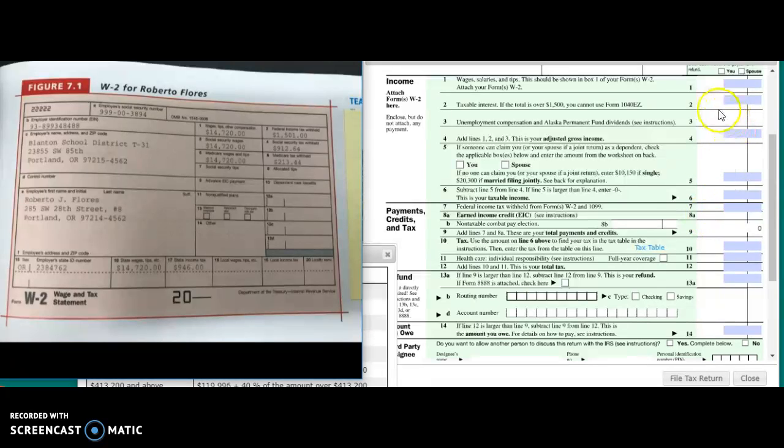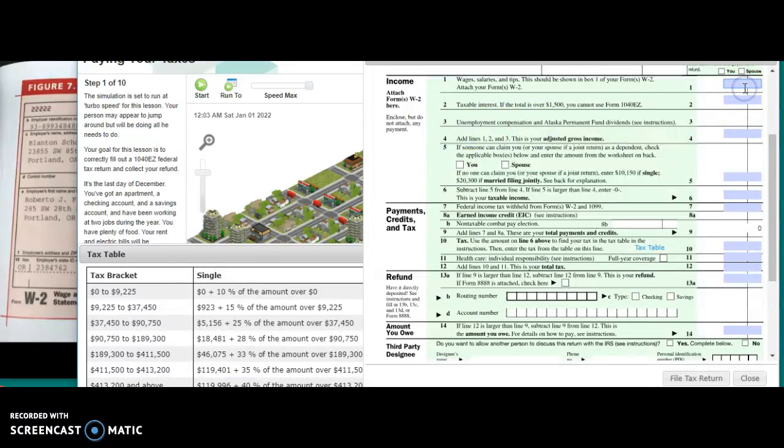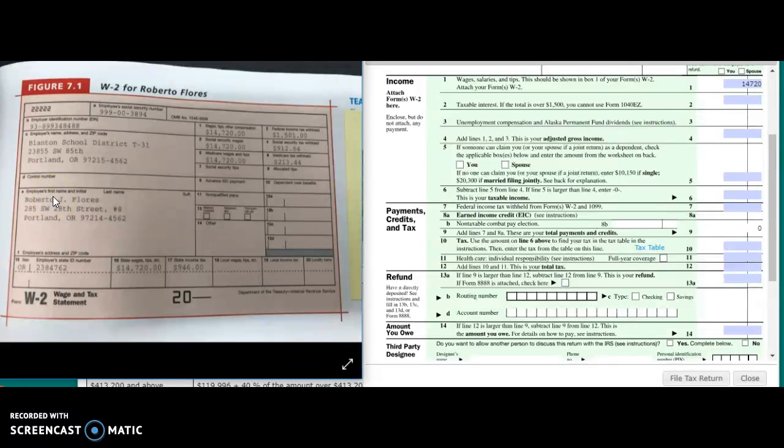Number 1 says wages, salaries, and tips. This should be shown in box 1 of your Forms W-2. Attach your Forms W-2. So we're going to go over here to our W-2 form, and we see in box 1 right here, we've got $14,720. So we're going to enter that in, $14,720. Remember, no decimals, no commas, anything like that. All right, so that is line 1.